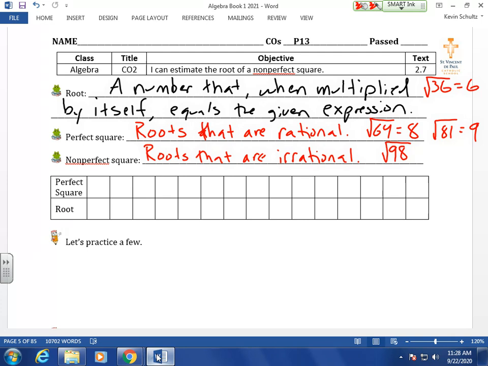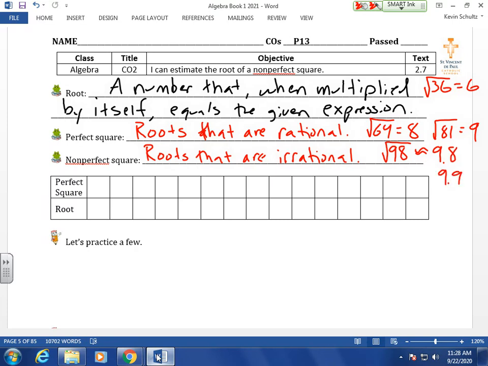9 point something? 9.7? Okay, 9.8, 9.9 perhaps? How did you come up with that? Right. We know that 10 times 10 is 100. So the root of 100 equals 10, which is very close to 98. 98 being a little bit less than root 100, its value is going to be a little bit less than 10. And so we can approximate this to be 9.8, 9.9, 9.7 even.